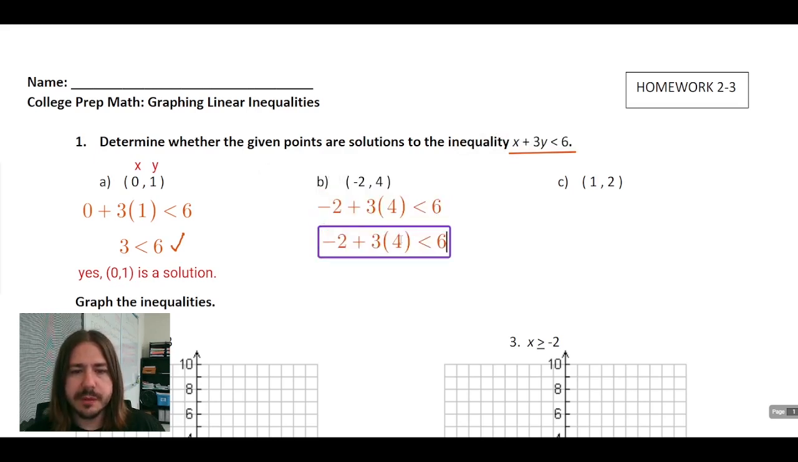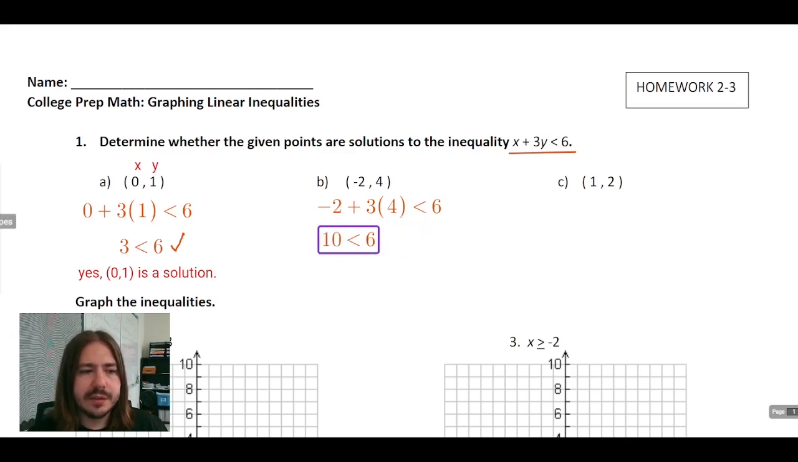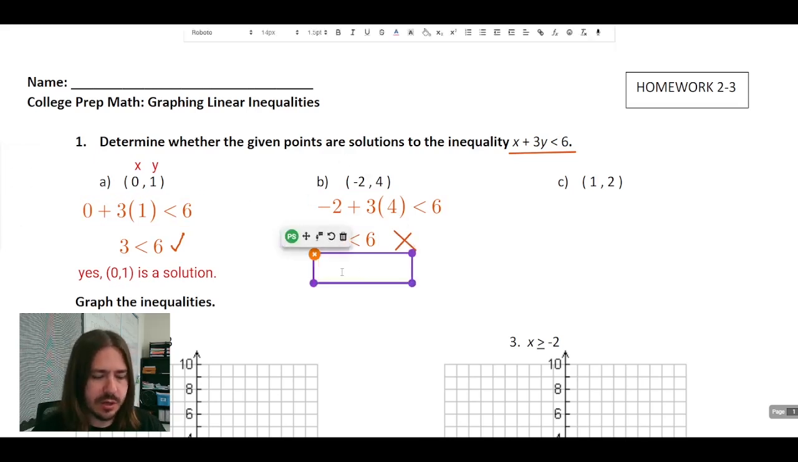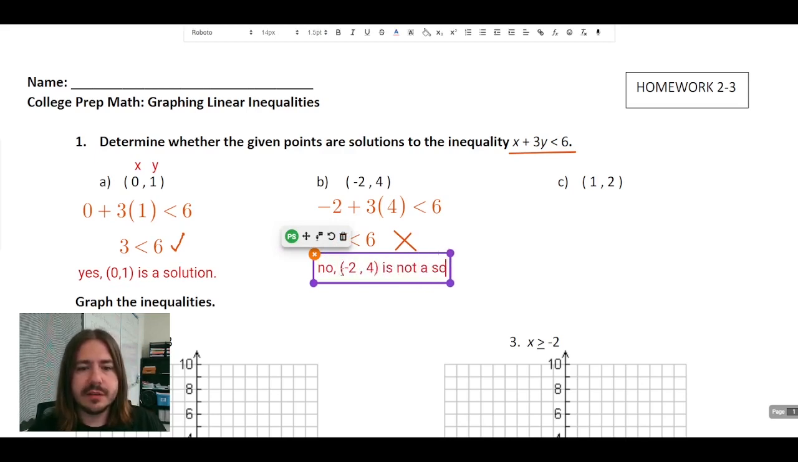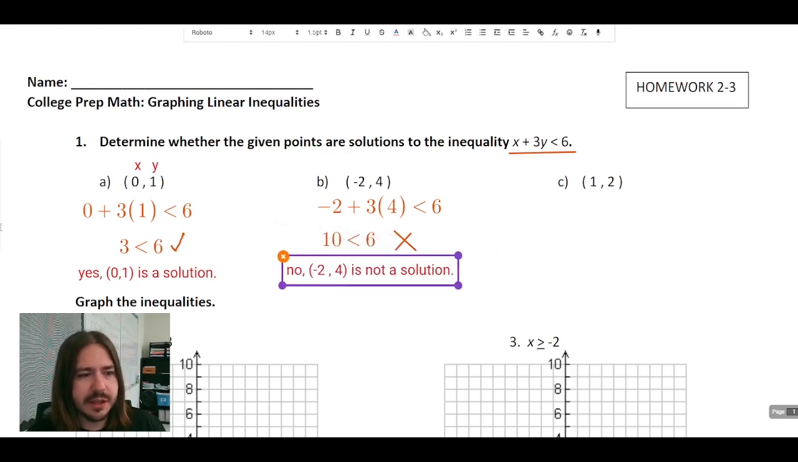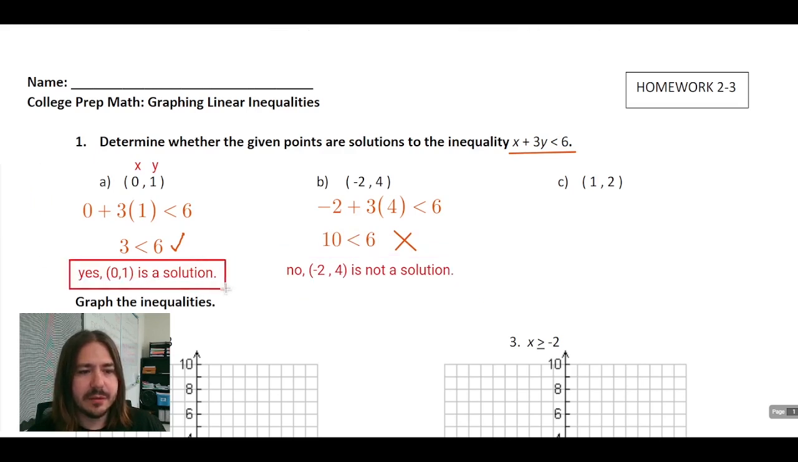So let's see, 3 times 4, this would be 12. And 12 plus -2 would be 10. Now, 10 is obviously not less than 6. So that means that (-2, 4) is not a solution. So no, (-2, 4) is not a solution. Go ahead and box our answers here just to make this official.